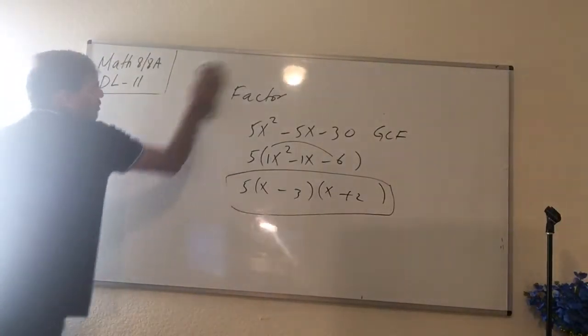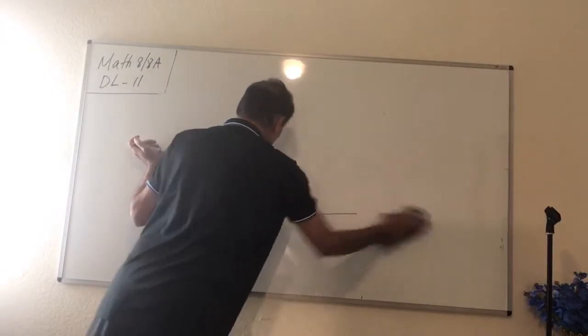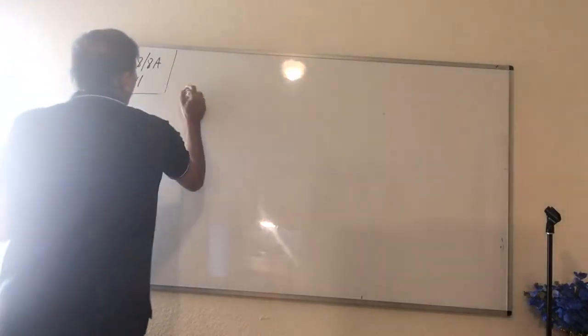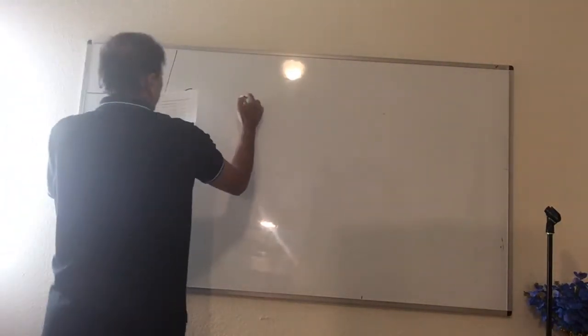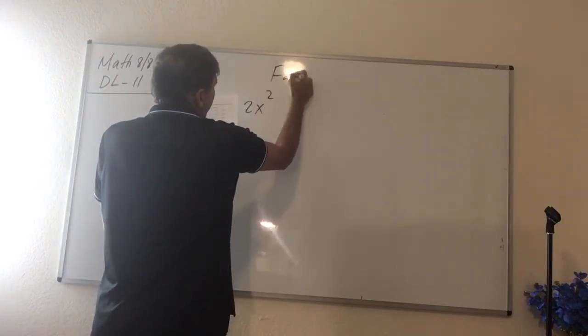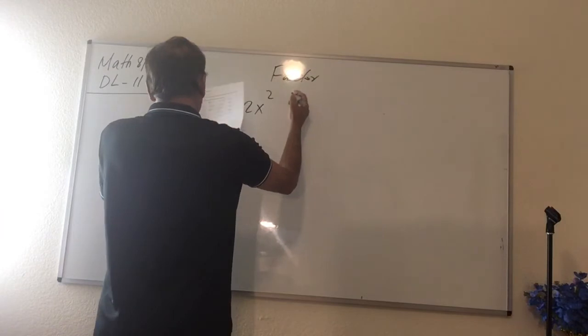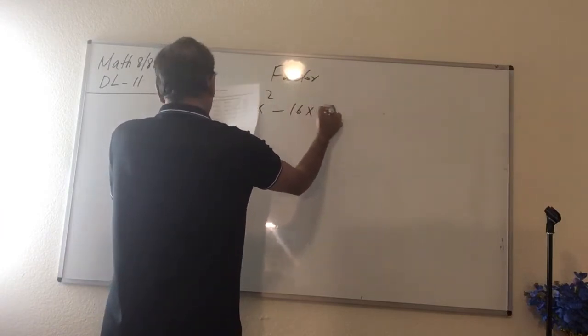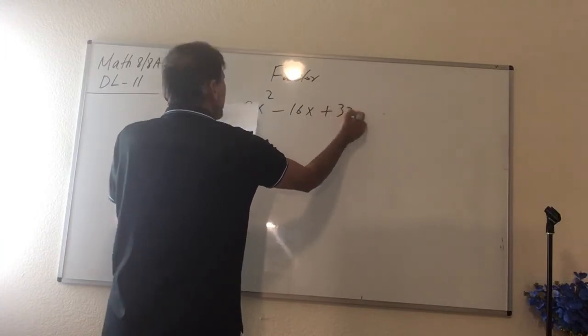I hope you're understanding it, because if you know your multiplication, you should be fine. But review your multiplication a little more, and also how we add and subtract those integers. For example, here's one more. Factor completely 2x squared minus 16x plus 32.